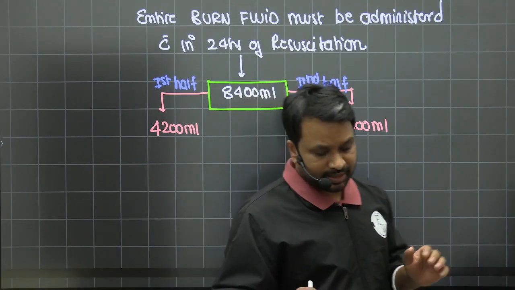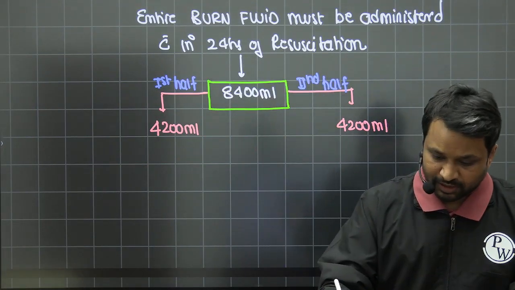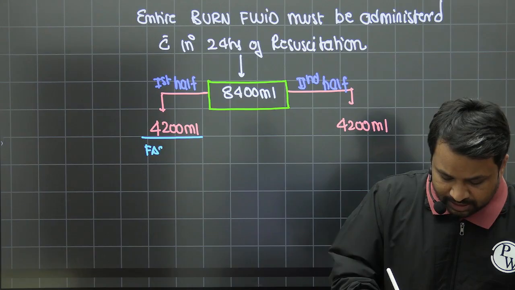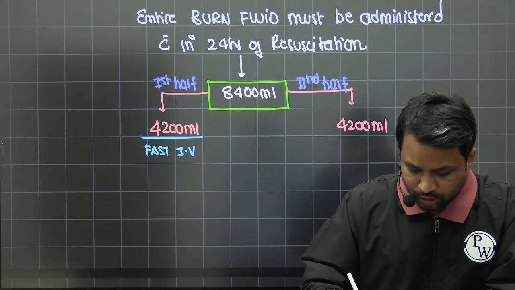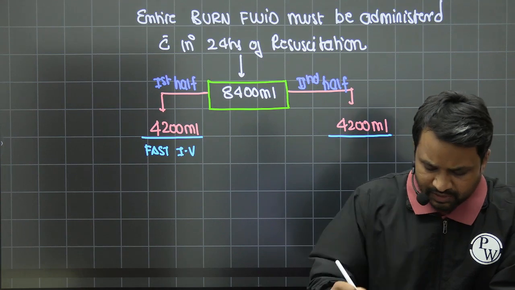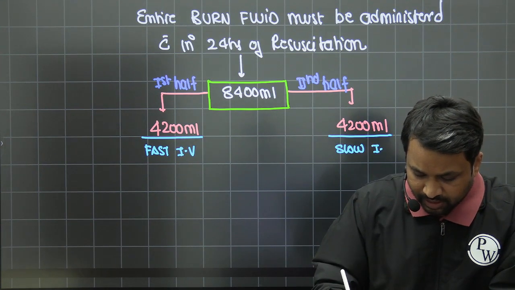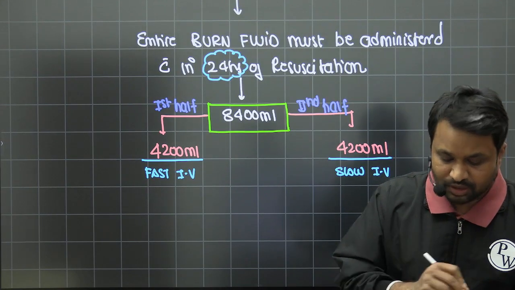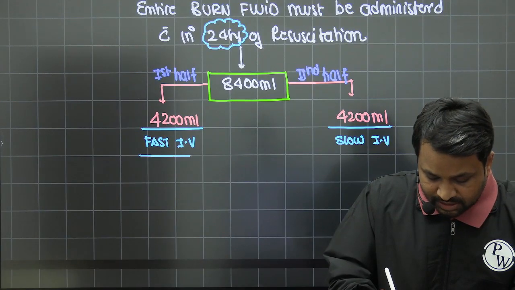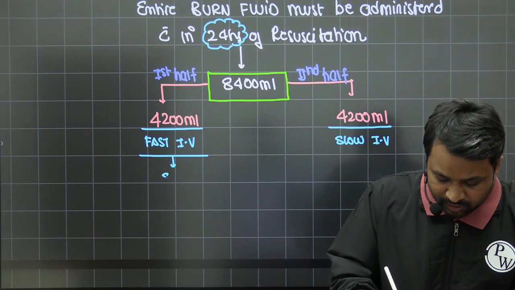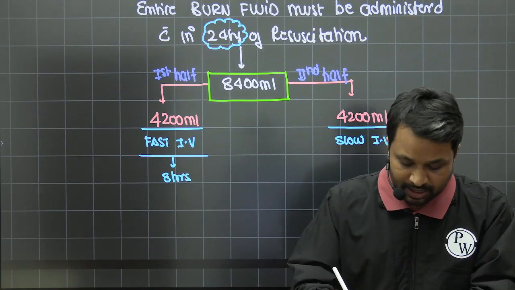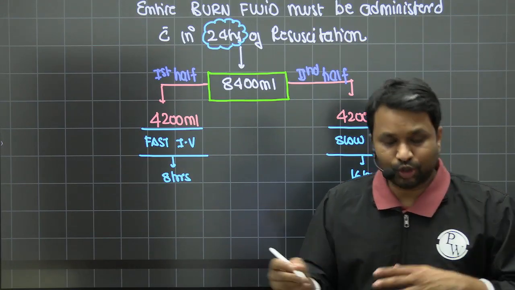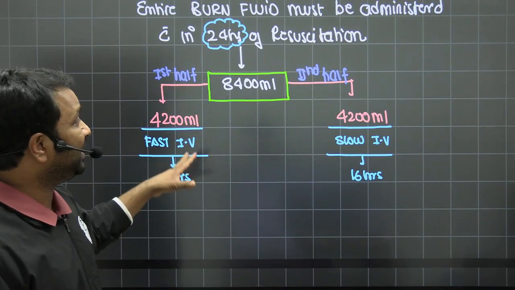So once you have calculated this, the first half, that is your 4,200 ml, has to be given as fast IV. And the other 4,200 ml, that is the second half, should be given at a relatively lower pace. So we'll say a slow IV. Now, as the protocol says, whatever you have calculated should be given within 24 hours of resuscitation. So in order to achieve this, 4,200 ml will be given within the first 8 hours, and the next 4,200 ml will be given in the leftover time, that is in the next 16 hours. So together you see within 24 hours, I have completed the resuscitation.